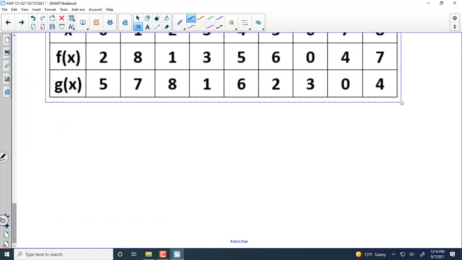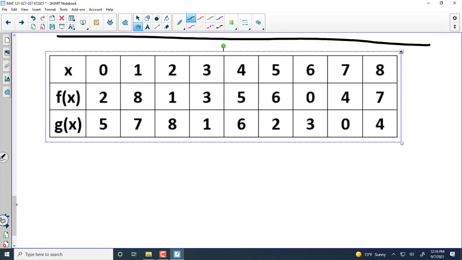Here's a table that shows what happens when you plug certain x values into functions. For instance, if I plug an x value in, you find that x value on the top row of the table. So my x value is 7, everyone. You find 7 on the top row of the table. Then you go down to the F row, and you tell me what number you get. So when you go down to the F row, what do you get? 4.